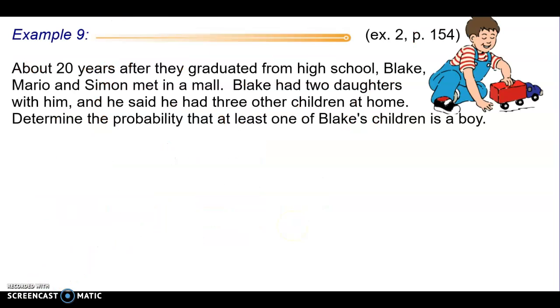Section 3.3, Example 9. About 20 years after they graduated from high school, Blake, Mariel, and Simon met in a mall. Blake had 2 daughters with him, and he said he had 3 other children at home. Determine the probability that at least one of Blake's children is a boy. So we have the word at least. We know we have to work with cases. First of all, we're going to look at our total possible outcomes.